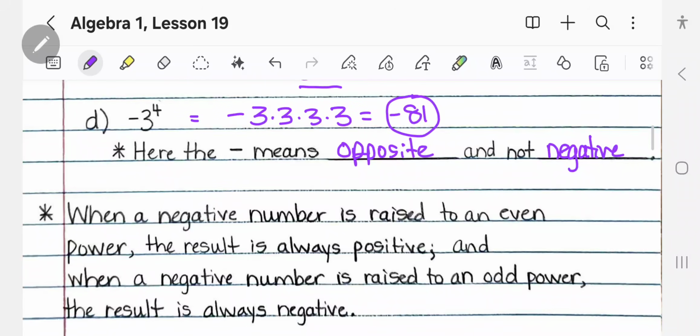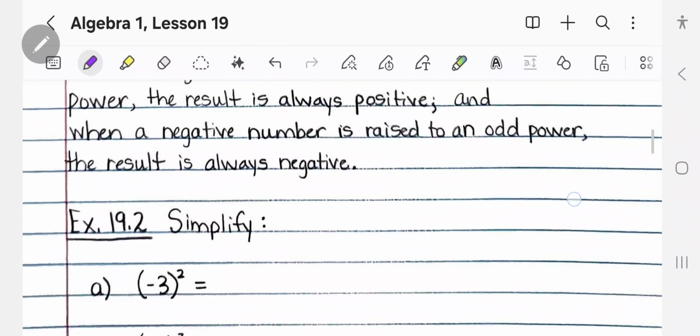When a negative number is raised to an even power, the result is always positive. You can think about that. We've already learned that when we multiply 2 negative numbers, we're going to get a positive result. But if we have 3 negative numbers, we're going to get a negative result. And that's why this holds true. When a negative number is raised to an even power, you're going to get a positive result. And when a negative number is raised to an odd power, you're going to get a negative result. So let's look at some examples here.